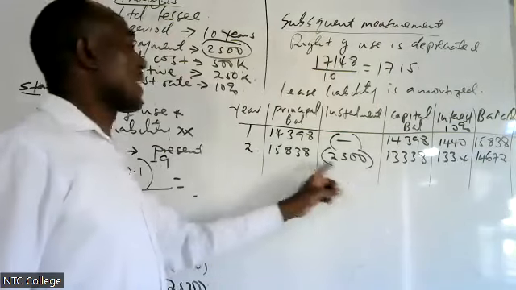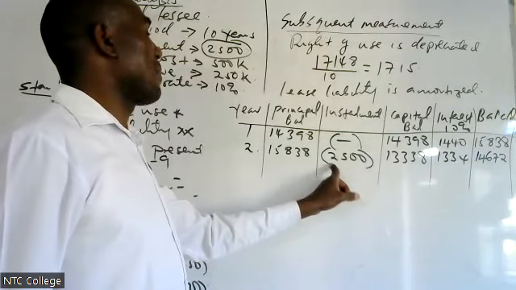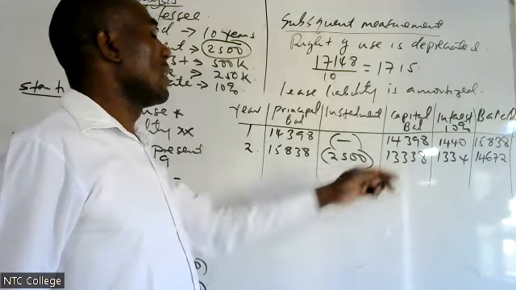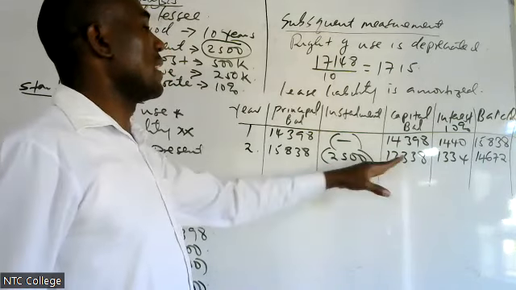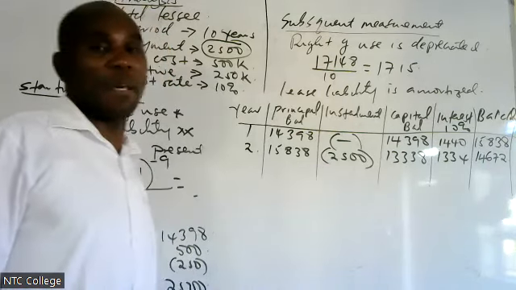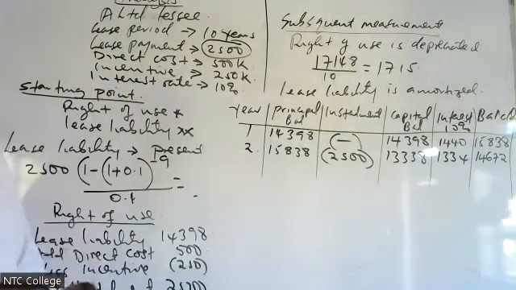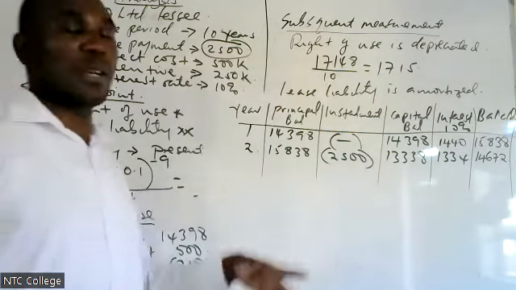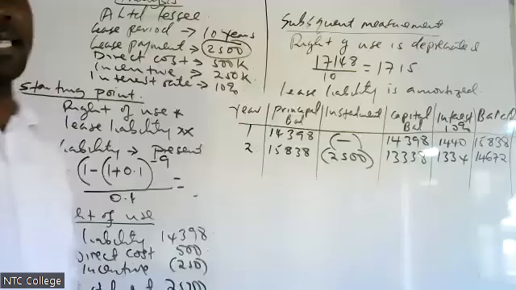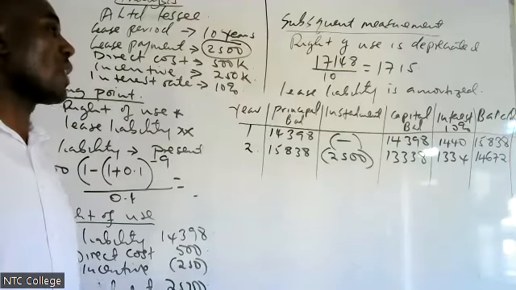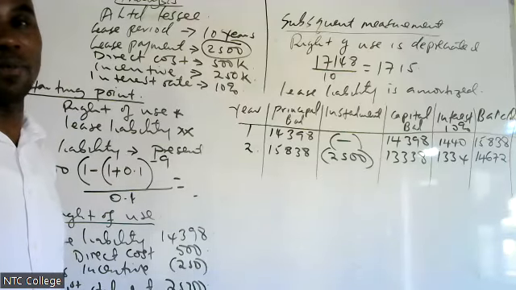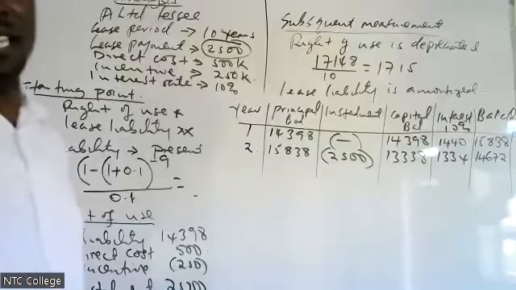What are we subtracting this? Because payments are made in advance, therefore, we only charge interest on what is remaining after we have paid the installment. After we have paid the installment is when we charge the interest. You don't charge interest on the principal balance like when payments are made in arrears. Therefore, that is how we prepare the amortization schedule.